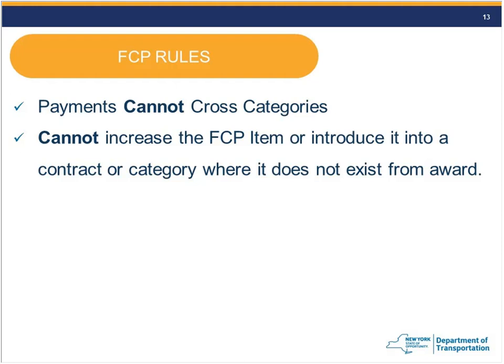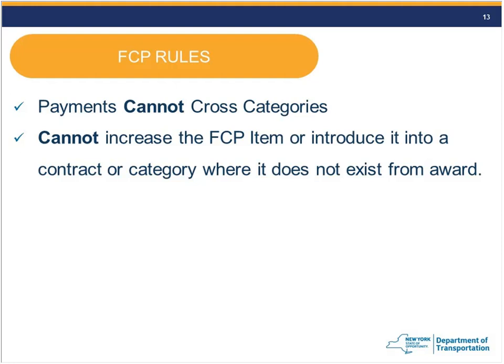They're relatively straightforward and simple. So there are some rules that go along with the FCP. Number one, payments cannot cross categories. If you have a multiple category job, which many of our jobs do, you can't, let's say, pay for overruns in category 1 with FCP money from category 2. So you have to stay within your category for your FCP usage, okay?